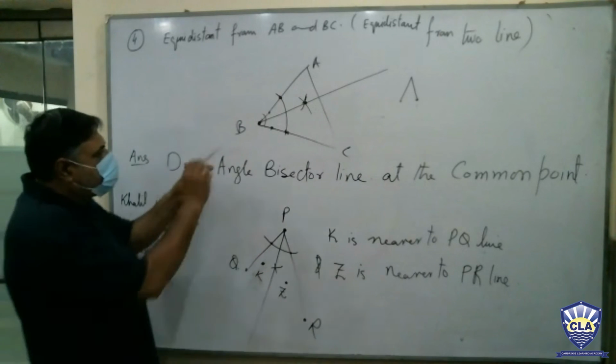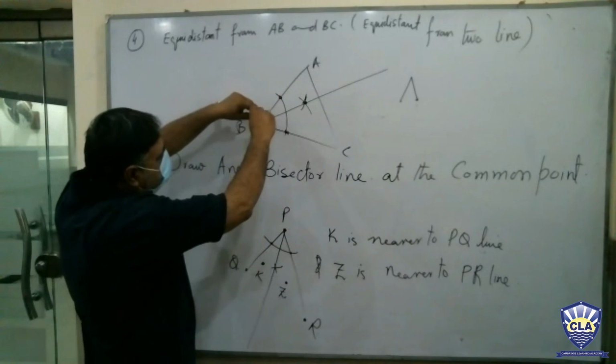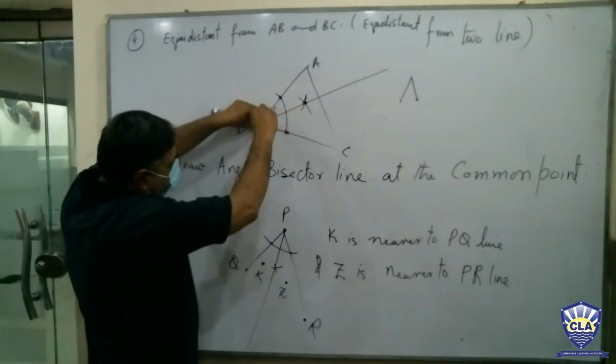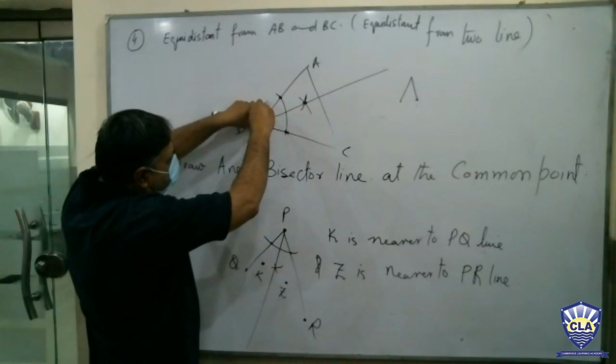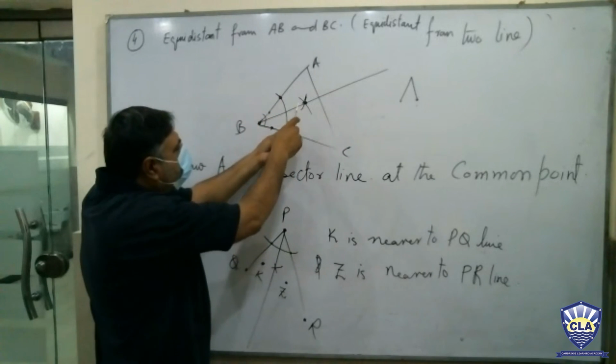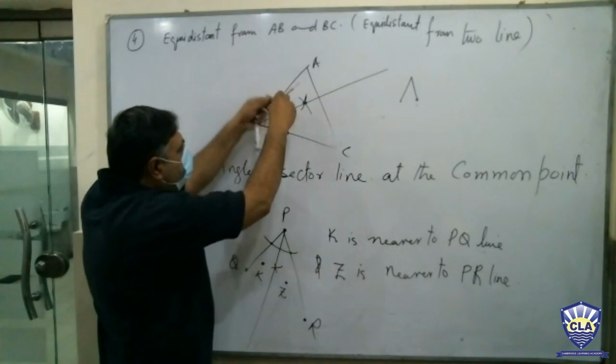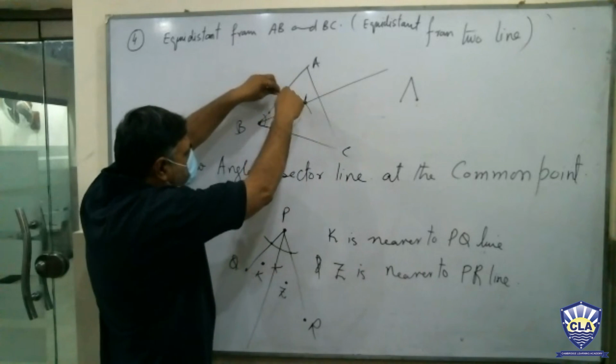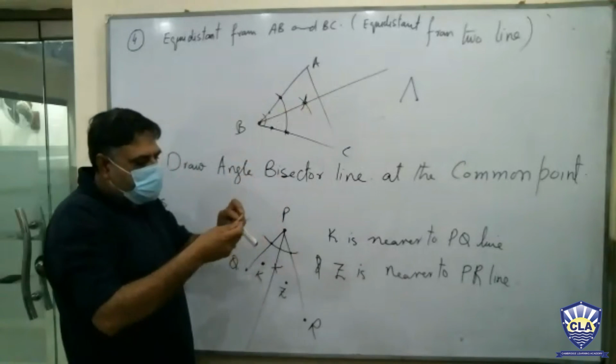Place the compass like this and draw the angle. Good. Draw the angle. Now open a little bit more. Mark an arc and arc. That will be your angle bisector.